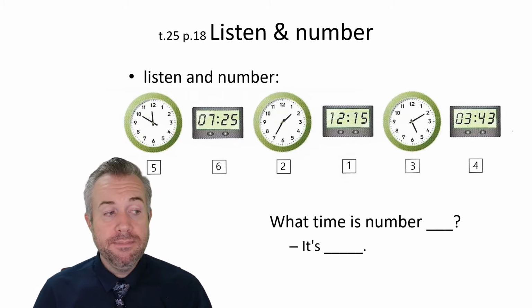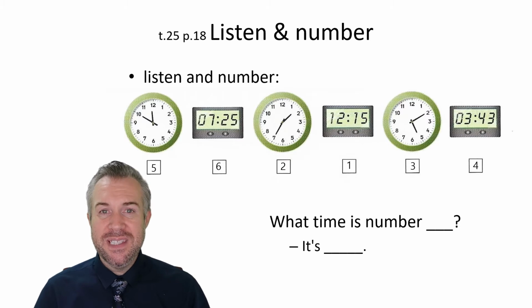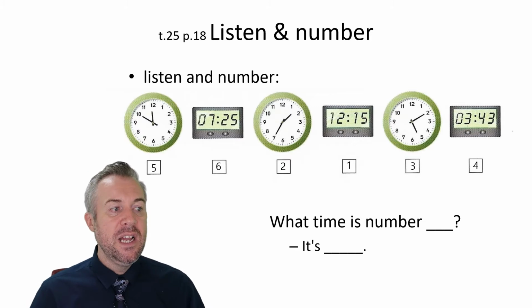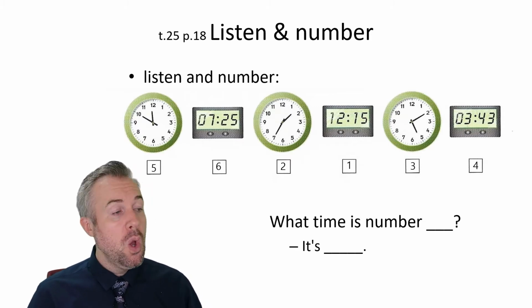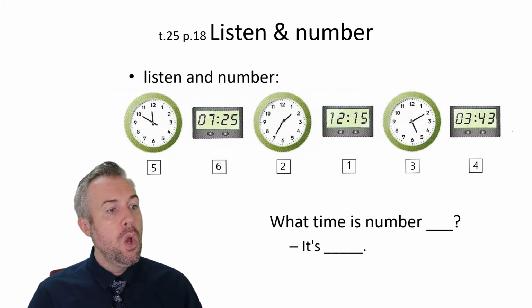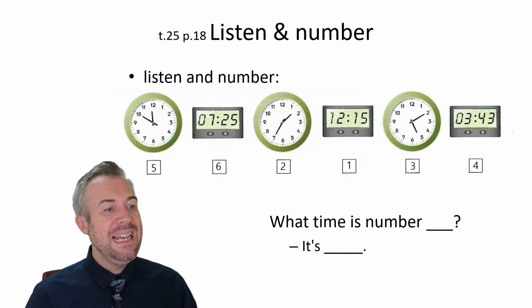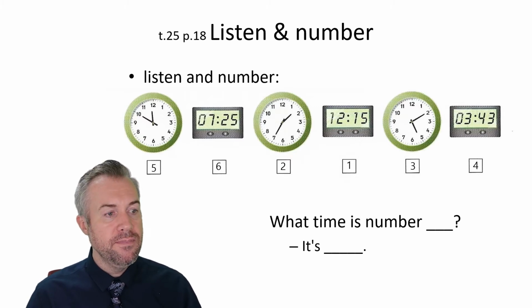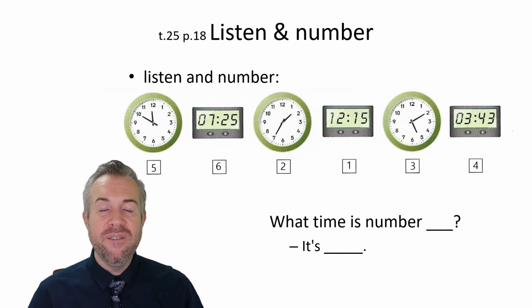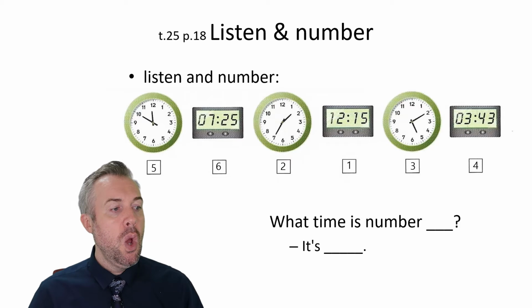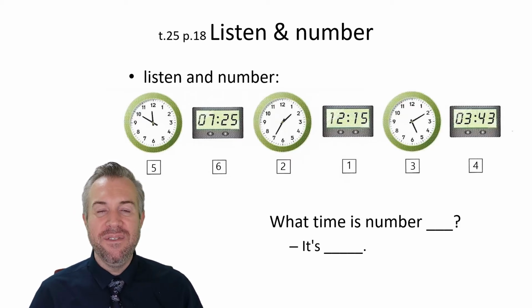So one more time. What time is number 1? It's 12:15. What time is number 2? It's 1:35. What time is number 3? It's 5:10. What time is number 4? It's 3:43. And number 5, what time is number 5? It's 11:50. And the last one, what time is number 6? It's 7:25. Well done if you got all those correct.